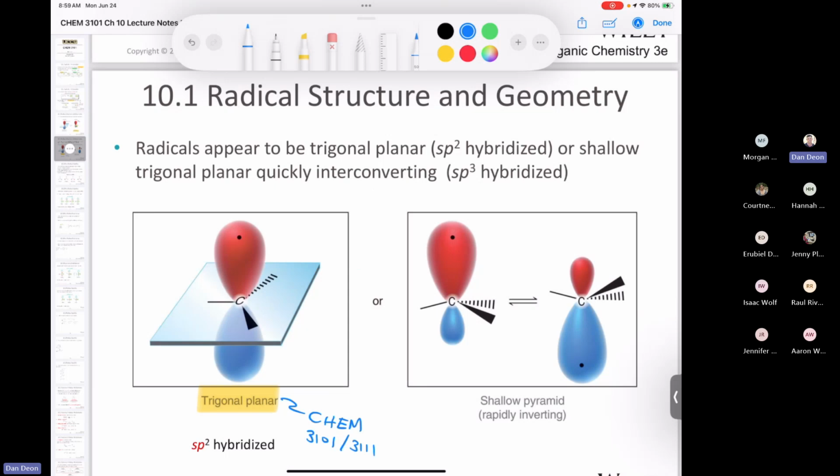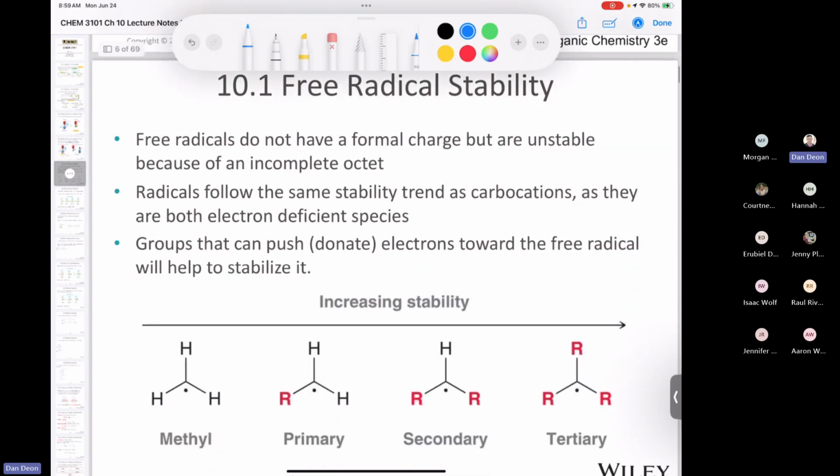All right. Who remembers carbocation stability? When we talked about carbocations, we said that a tertiary carbocation, for example, is more stable than a secondary carbocation, which is more stable than a primary carbocation, which is more stable than a methyl carbocation, right? I'm sure you all remember that because you've seen it come up so many times conceptually in this class. Well, good news is that radical stability follows the same trend as carbocation stability. You see it right here. It says radicals follow the same stability trend as carbocation.